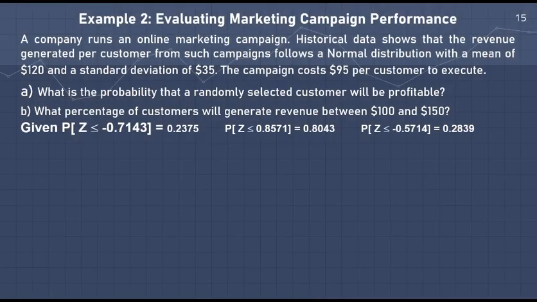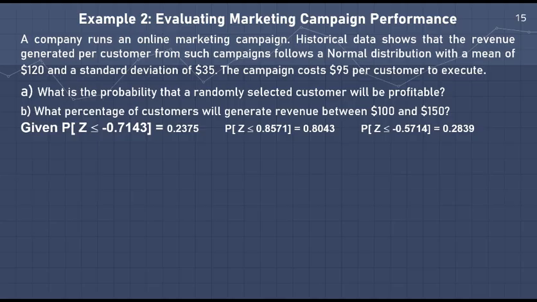Now we have a problem here which we'll try to solve. It is about evaluating marketing campaign performance. A company runs an online marketing campaign. Historical data shows that the revenue generated per customer from such campaigns follows a normal distribution with a mean of $120 and a standard deviation of $35. The campaign costs $95 per customer to execute. This information is provided to us.